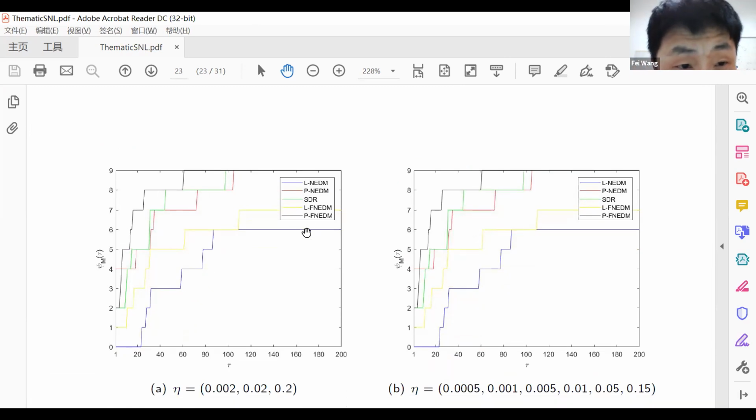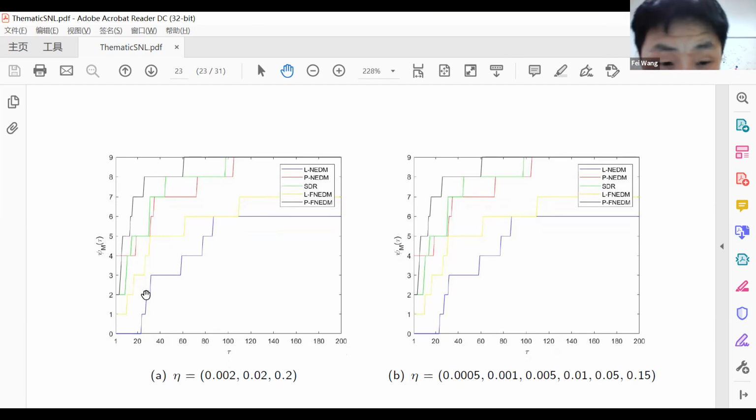You can see that FNEDM gives the best result, and the blue one is the nearest EDM, which means allowing the sensors, the towers, to be completely free. That is the worst, and the least squares approach is the yellow one, the second worst. The SDR, by fixing the sensors, is actually the second best. So that's the conclusion.